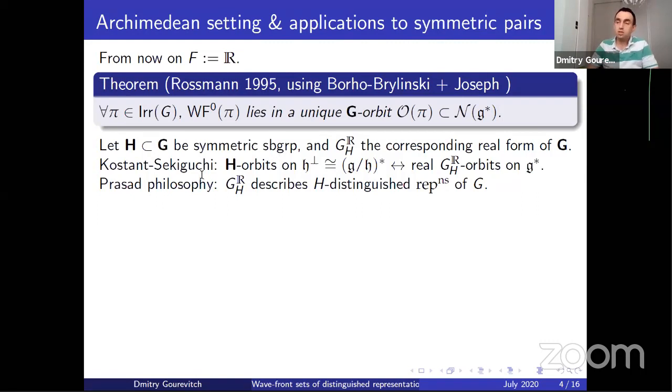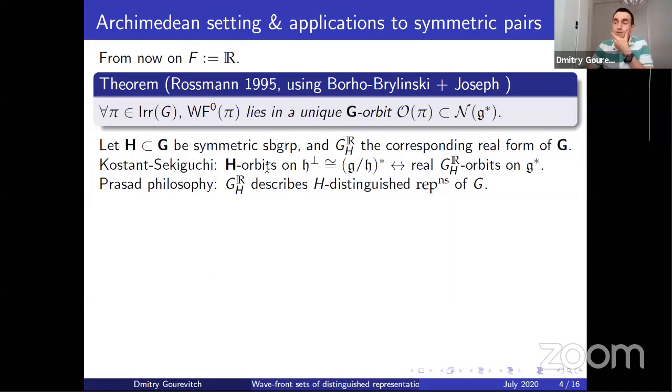But there is a constant Sekiguchi bijection between H orbits on the orthogonal complement to H, which can be identified with G mod H dual, or also can be identified with the -1 eigenspace of the involution that defines H, sometimes denoted P. So between such orbits and the real orbits, and when I say orbits in this talk, I mean nilpotent orbits, and the real nilpotent orbits on, it should be G0 star because it's real.